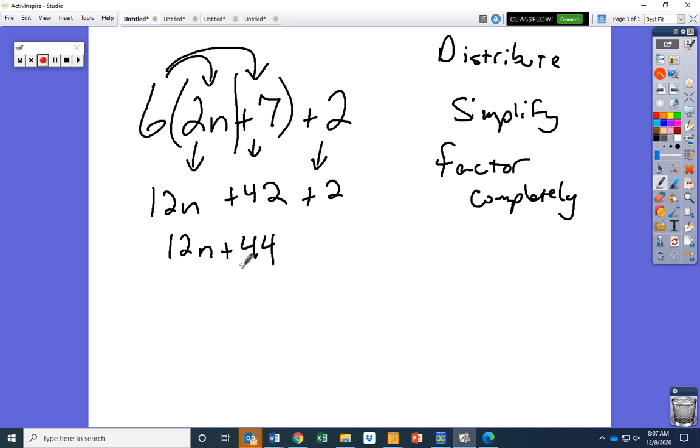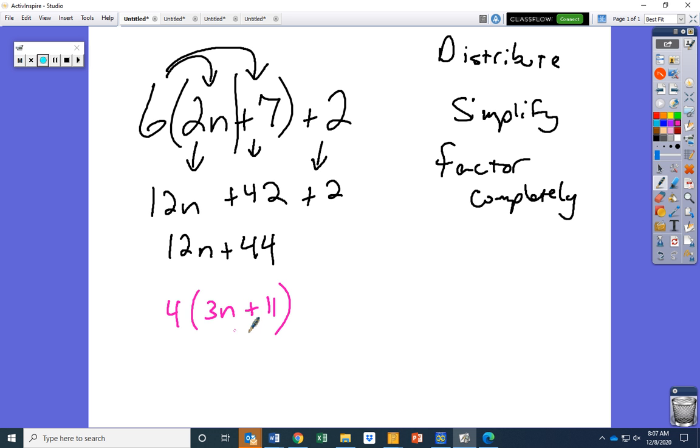Let's try 4. Okay, so if I do 4, 4 times what gives me 12n? 3n. 4 times what gives me positive 44? Positive 11. Now, Audrey, do you know how I can be 100% sure that this is factored completely?